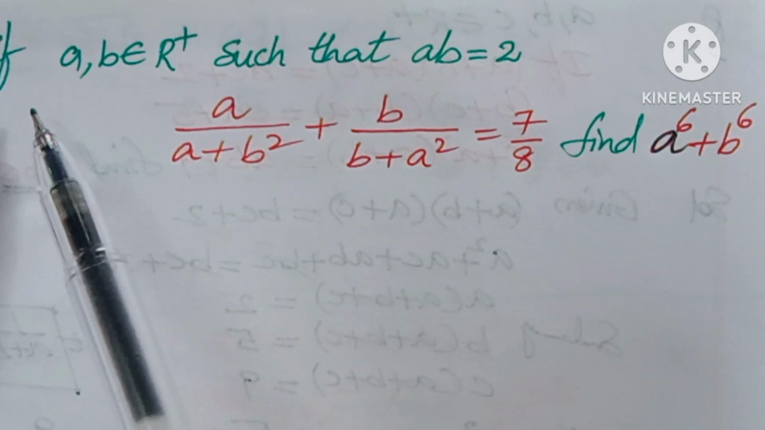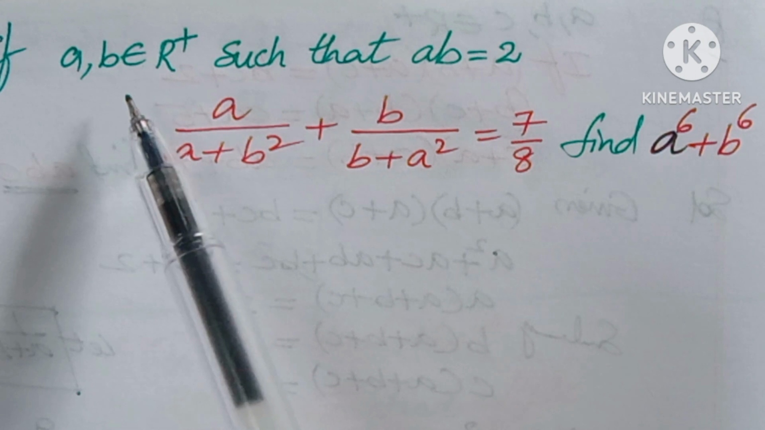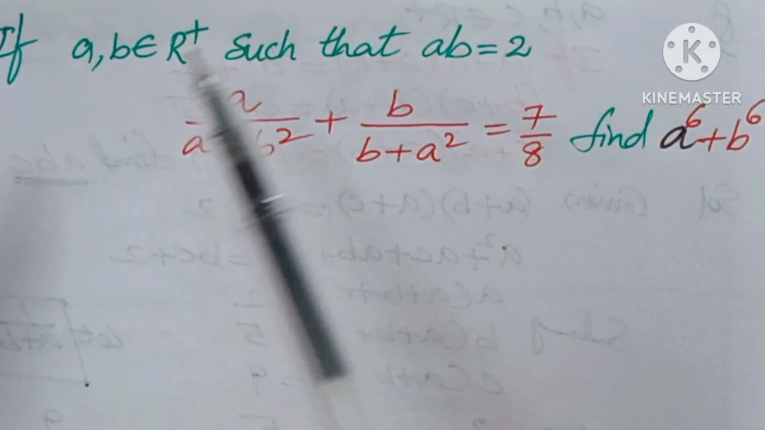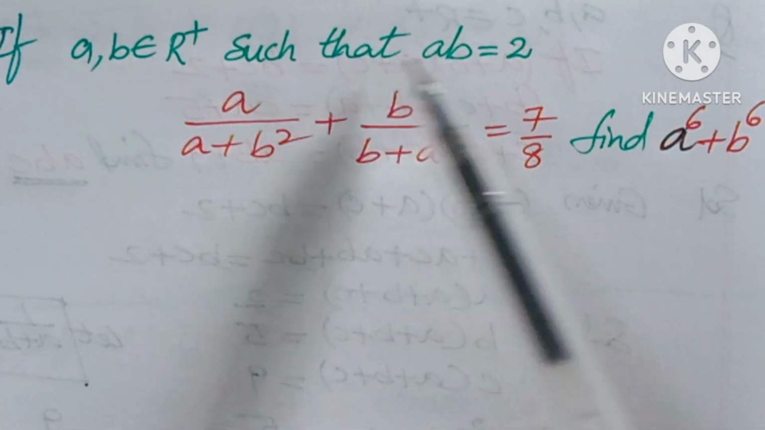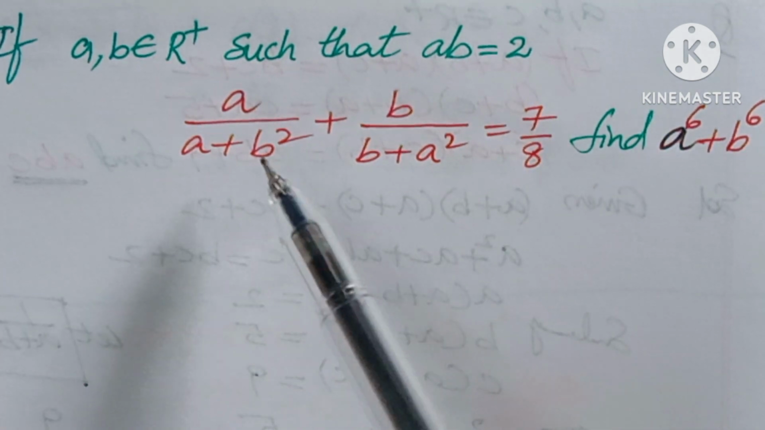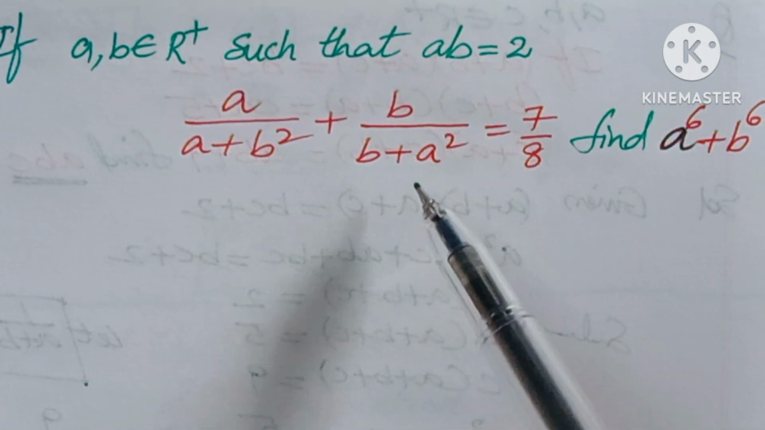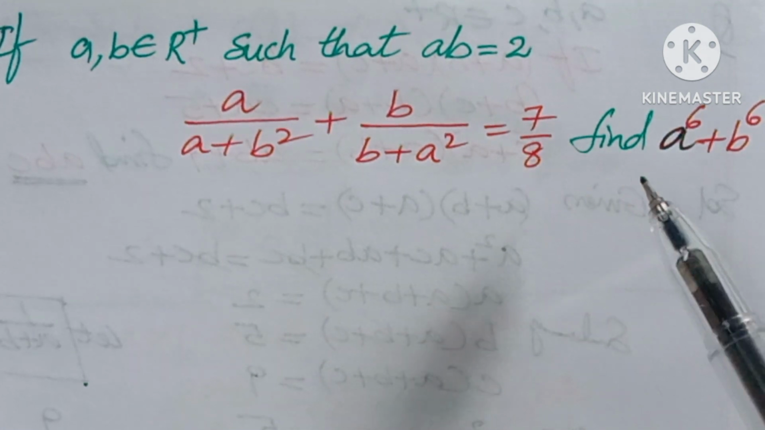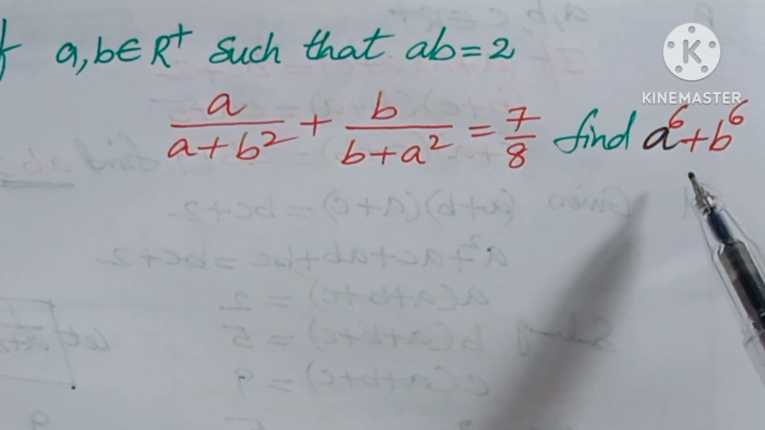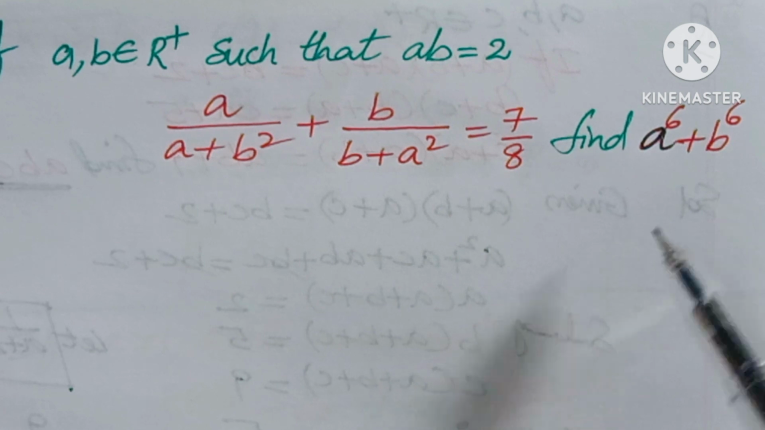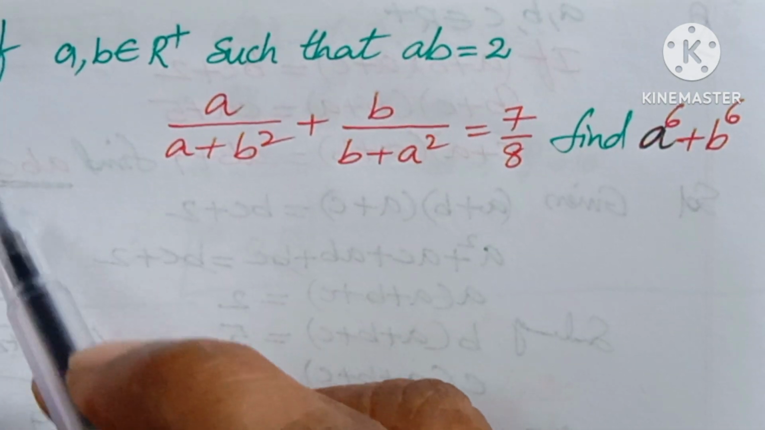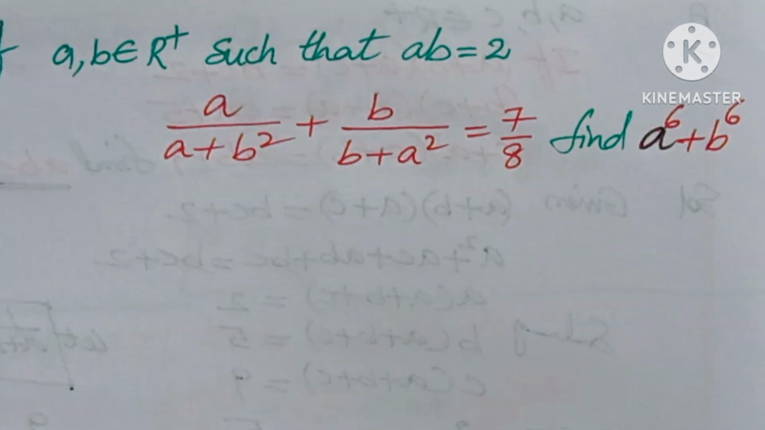Today we are looking at one logical question. If a, b belong to positive real numbers such that ab equals 2 and (a/(a+b))² + (b/(b+a))² equals 7/8, then find the value of a⁶ + b⁶. As you are going to solve this problem, pause the video for 10 seconds and try it.